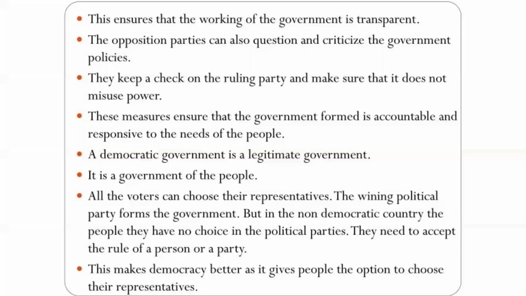All the voters can choose their representatives. The winning political party forms the government, but in a non-democratic country, the people have no choice in the political party. They need to accept the rule of a person or a party.